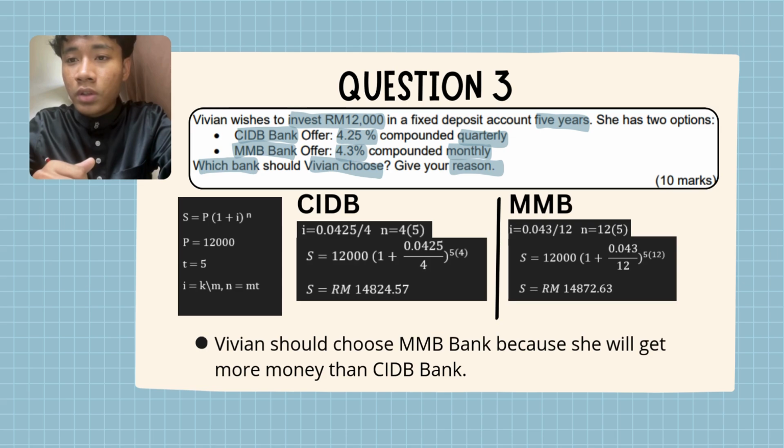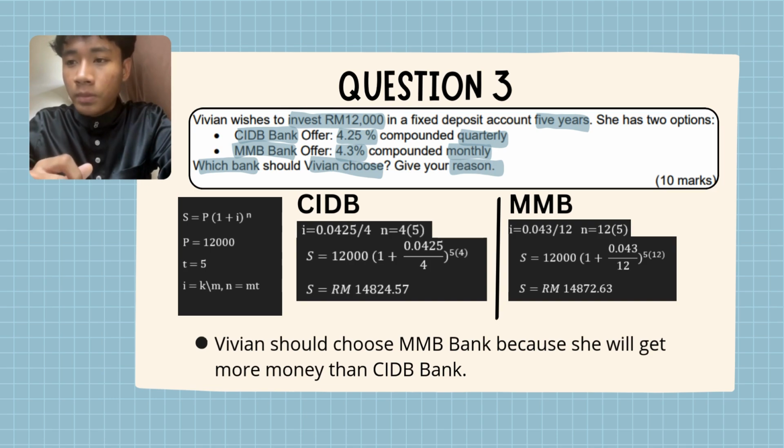So for the equation for CIDB Bank, we just put in all the keywords in that formula. So we get S equal to 12,000 multiplied by 1 plus 0.0425 over 4, power 5 multiplied by 4. So we get RM 14,824 ringgit and 57 cents.